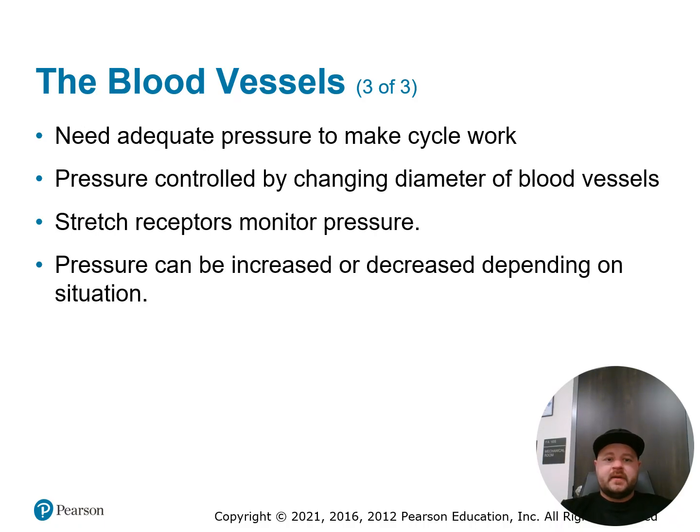So we need an adequate pressure to make this cycle work. Our blood pressure has to be adequate enough to make it happen. Our pressure is controlled by changing the diameter of blood vessels. So there are stretch receptors that monitor the pressure, and that pressure can be increased or decreased depending on the situation.